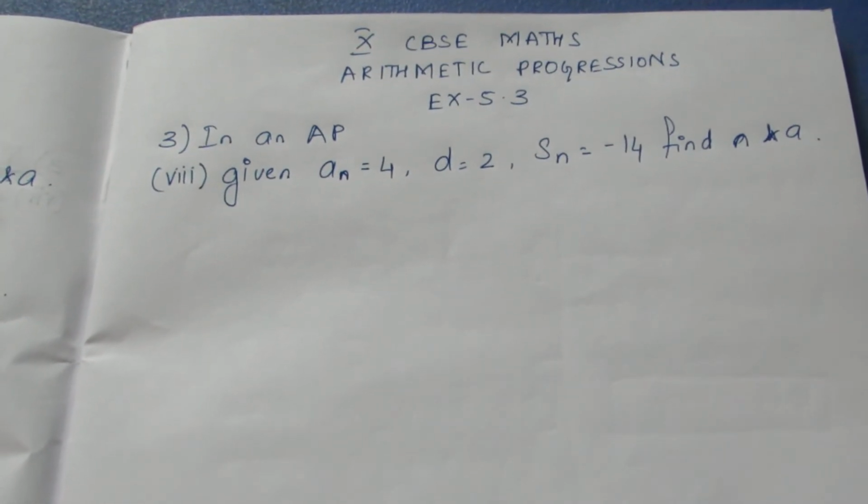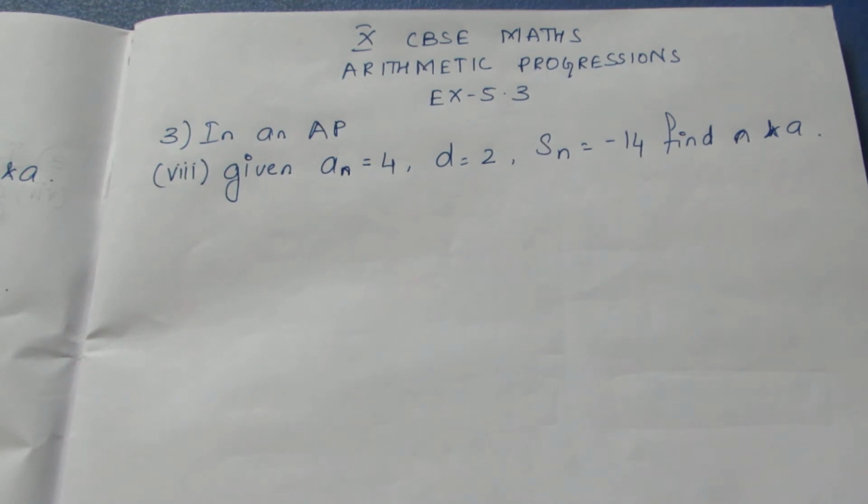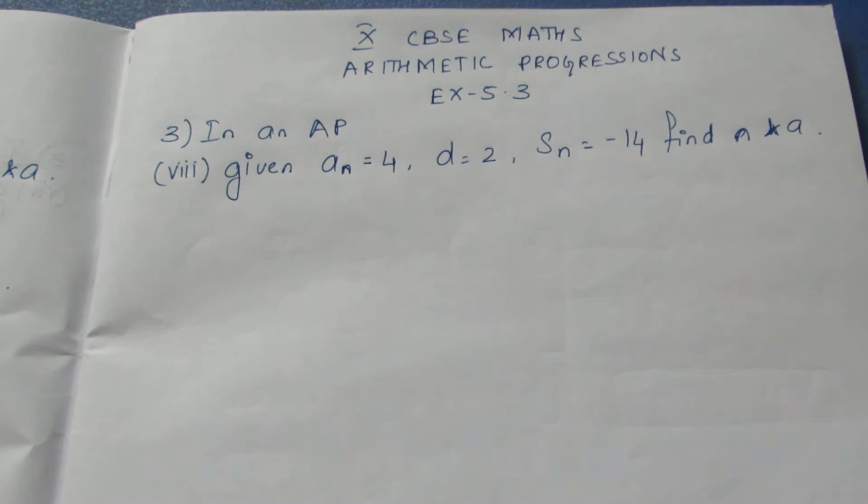Today we are going to see 10th CBSE Maths Arithmetic Progression Exercise 5.3, third sum, 8th subdivision, in this video. Let's see the question: in an AP, given an equal to 4, d equal to 2, Sn equal to minus 14. We need to find a and n.